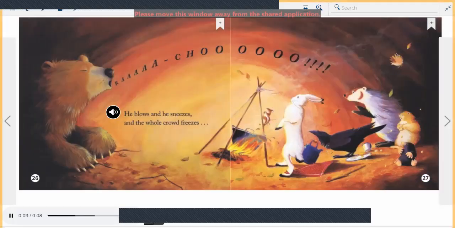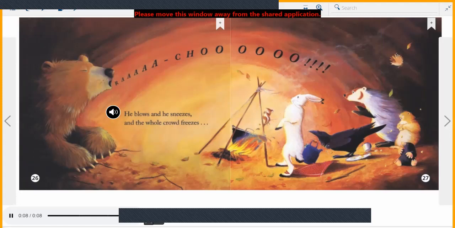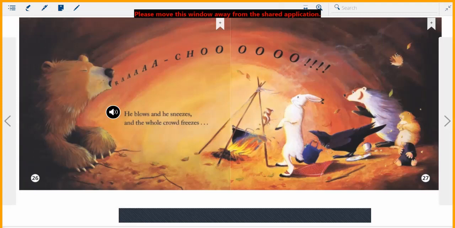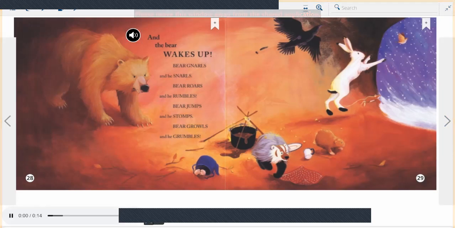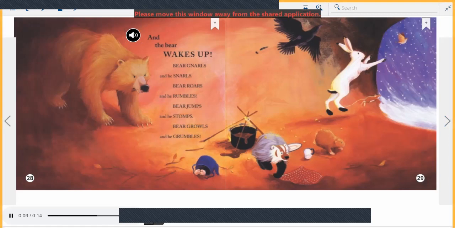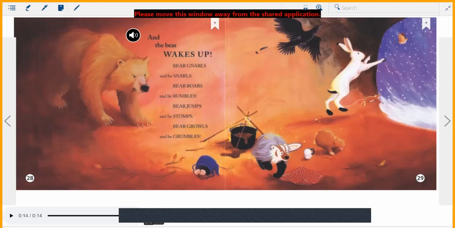Ka-choo! He blows and he sneezes, and the whole crowd freezes. What does Bear do on this page? He sneezes. What caused Bear to sneeze? The pepper that Mouse put in the stew. And the bear wakes up. Bear gnarls and he snarls. Bear roars and he rumbles. Bear jumps and he stomps. Bear growls and he grumbles. So the bear makes a lot of different loud noises.